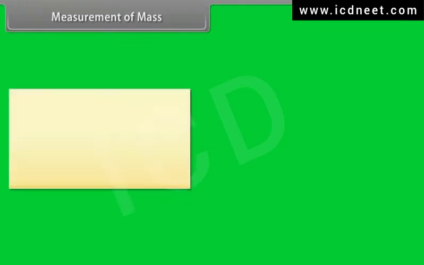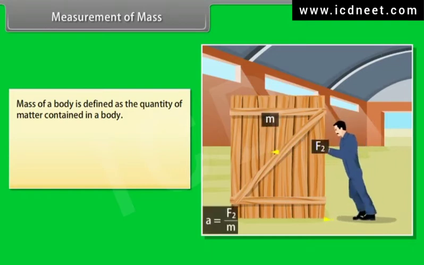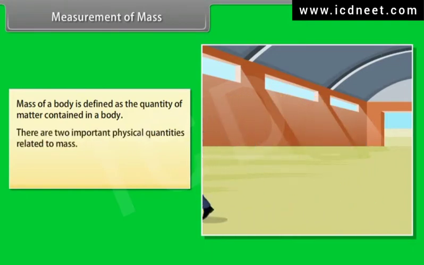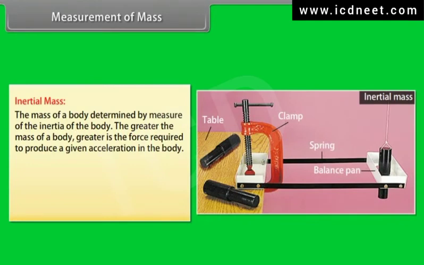Measurement of mass. Mass of a body is defined as the quantity of matter contained in a body. There are 2 important physical quantities related to the mass of a body. These quantities are inertial mass and gravitational mass. Inertial mass. The mass of the body is determined by a measure of the inertia of the body. The greater the mass of a body, the greater is the force required to produce a given acceleration in the body. F is equal to ma or m is equal to F upon a.